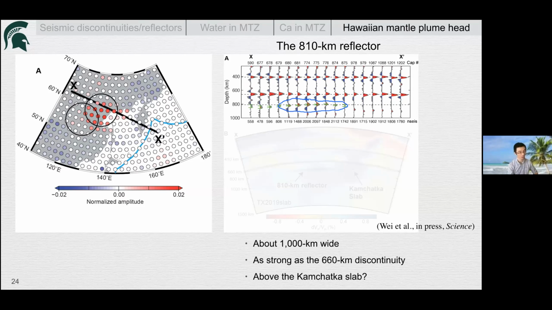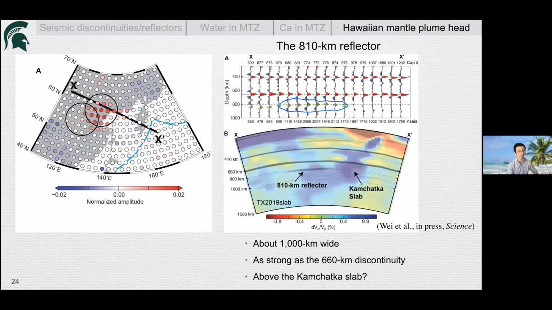So what is that? When I plot our observation against the tomography model, the blue and red colors indicate the tomography model from the Texas group last year. These dark stripes are our observation of 410 and 660, and this is our reflector at 810 kilometers depth. And then you can also see this is the high velocity layer indicating the Kamchatka slab.